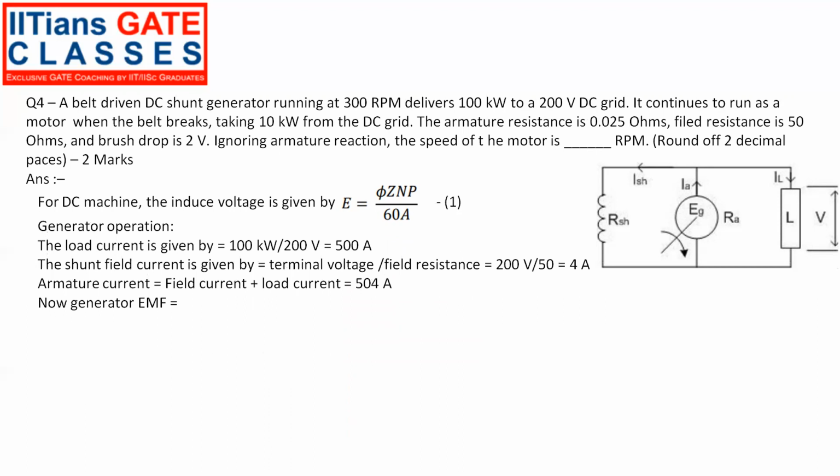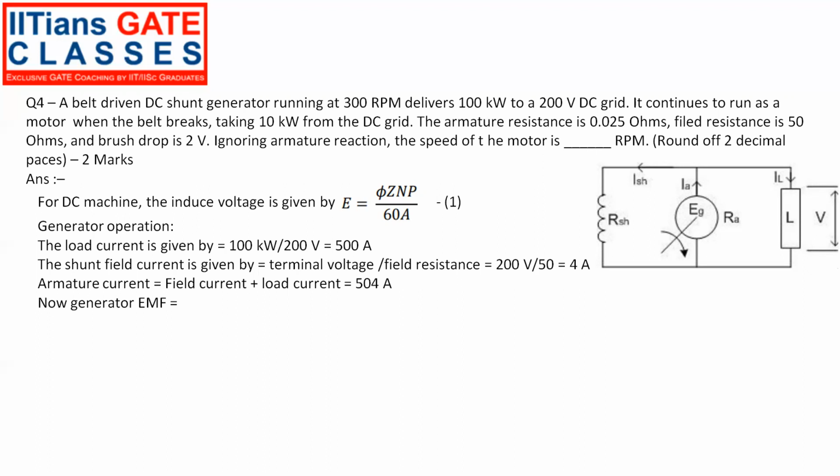So in the generator operation, the machine is giving power to the grid, right? So the current is flowing out of the machine. So the load current is given by 100 kilowatt by 200 volts, which is the DC grid voltage, that is 500 amps flowing out. That is nothing but the load current IL. And we know the shunt field current, that is 200 volts by 50 ohms, which is 4 amps. So we have to add 4 amps to the 500 amps to get the armature current. So that is 504 amps.